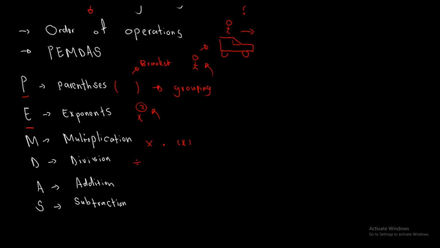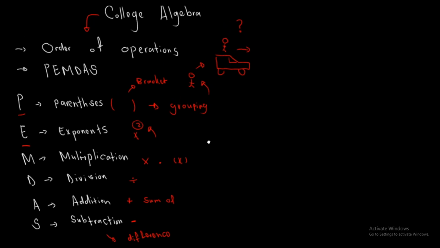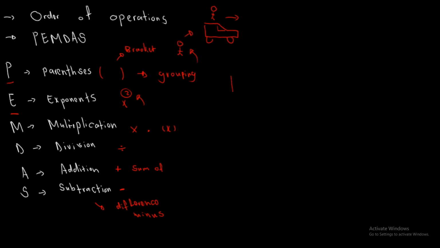Then you have division, which is simply dividing of values, and you have addition, which is adding, and subtraction, which is a minus. Now, note that subtraction could also be referred to as difference, or minus. Okay, and in this case, addition could also refer to the sum of. Okay, so this is our mathematical order of operations. It's worth noting that PEMDAS usually gets written in this format: MD, addition, subtraction.